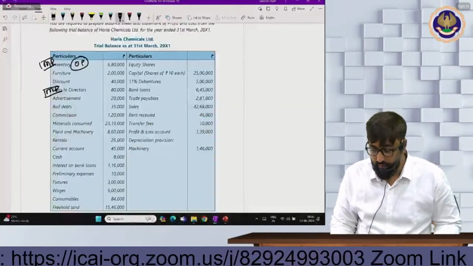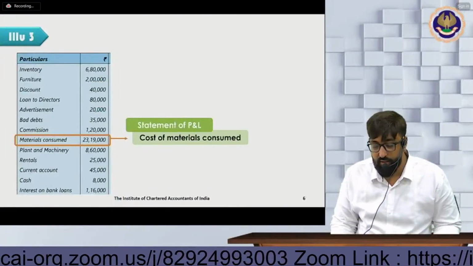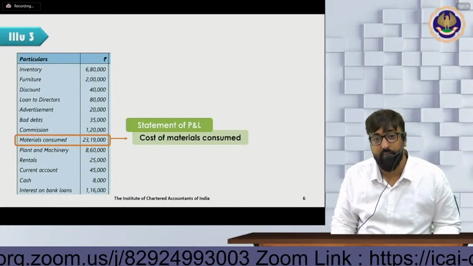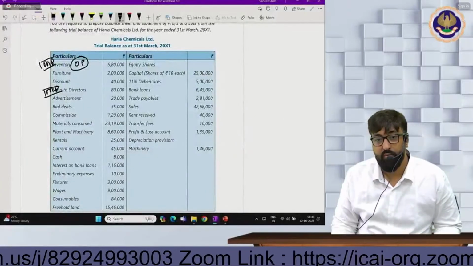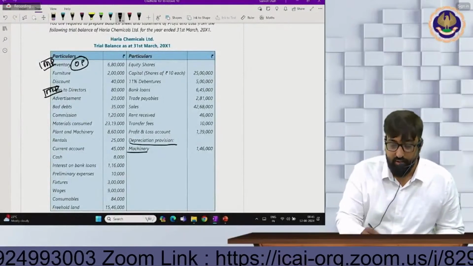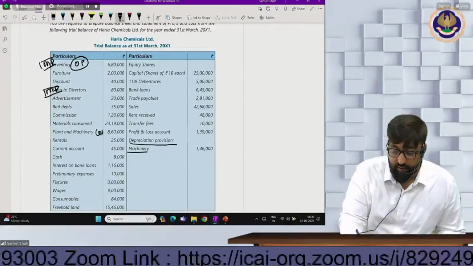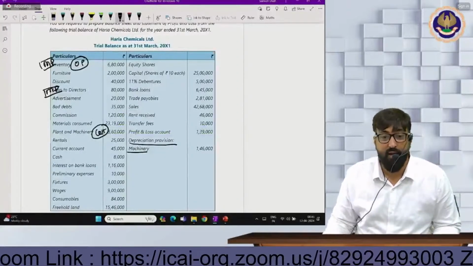Now tell me, plant and machinery is at cost or is it at WDV? It is at cost because depreciation provision is given on the credit side. So this plant and machinery is at cost. Very good. Yes, beta. Your concepts are 100% clear.